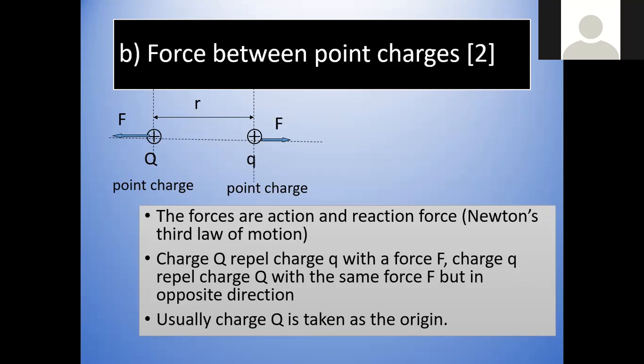Charge Q repels charge small q with a force F, correct. Charge q repels Q with a force F also, but in the opposite direction. Charge Q is taken as the origin, but you can take the other Q as the origin also, right? But usually we prefer to use the left-hand one, easier than the right-hand one. Why? Just for convenience. Why use a negative sign when you can use a positive sign? You always choose the simple thing. You want the positive direction. Try to work with the negative direction as little as possible.